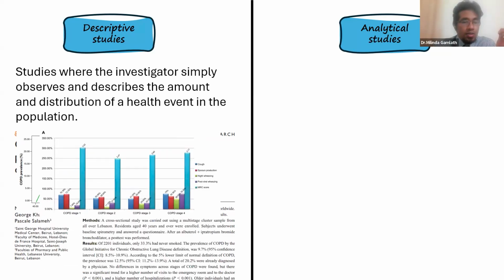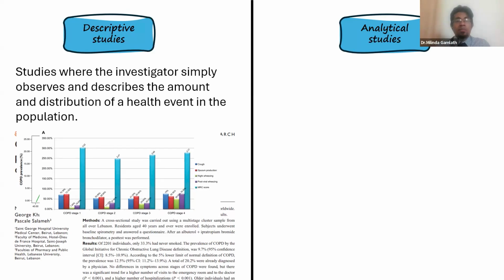And then you had this as well, which described the different symptoms coming in different stages of that disease. So basically, this didn't look into any factors associated with this disease. These studies did not look into what caused COPD, what caused exacerbations of COPD, or what caused deterioration of COPD. They looked into only the distribution in time, place, and person of this disease. So that's an example of descriptive studies.